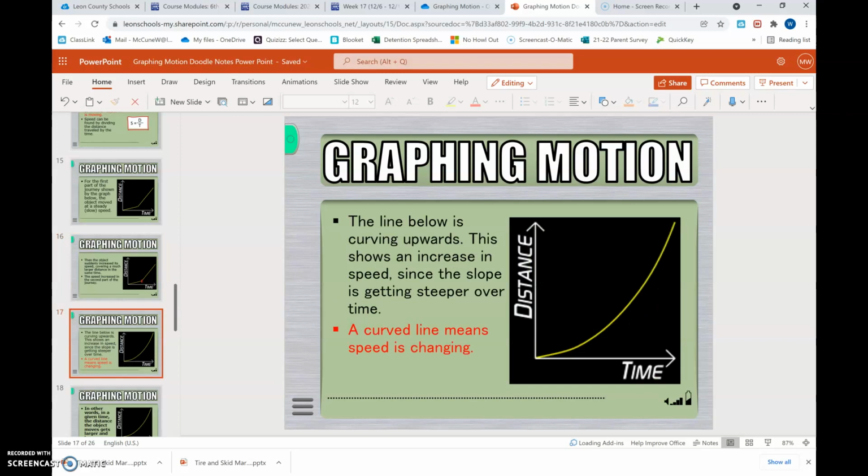We can have a curved line. A curved line means that speed is changing. For this one here, it starts out slow, gets faster, and then gets faster at the end.